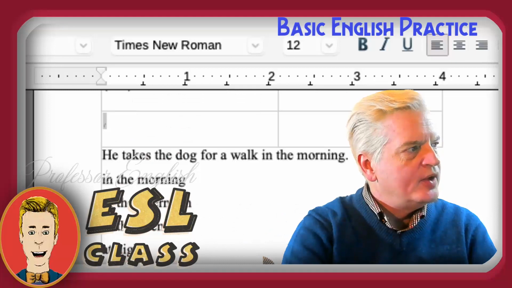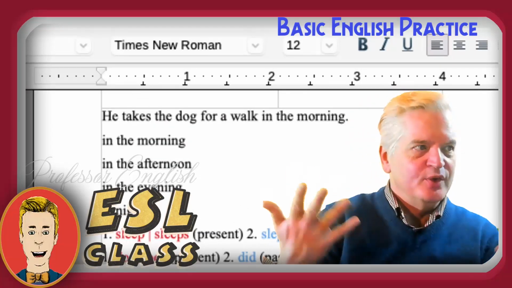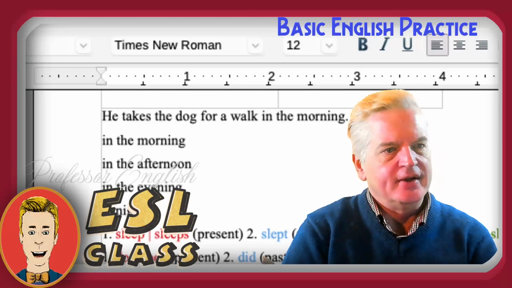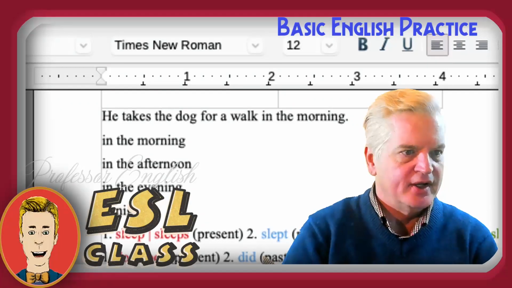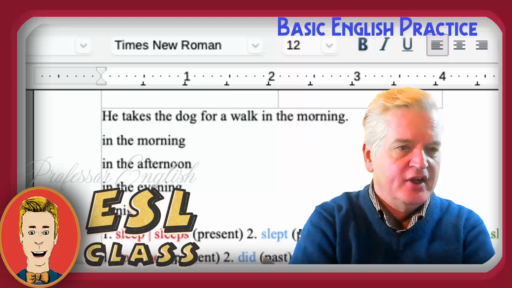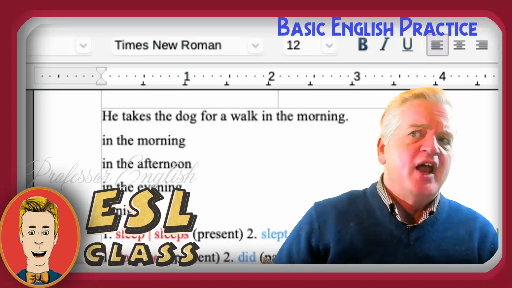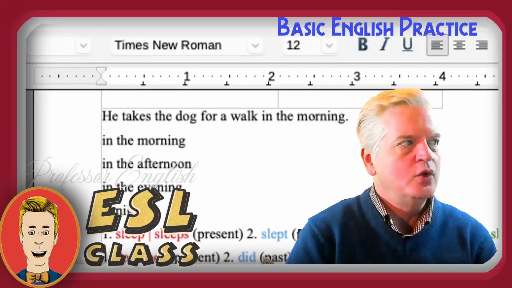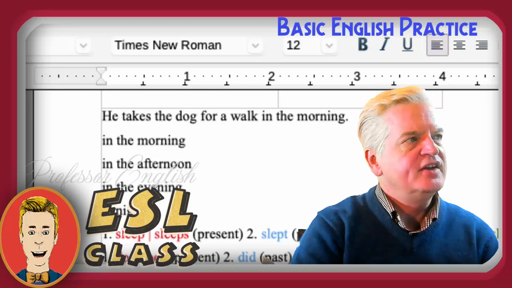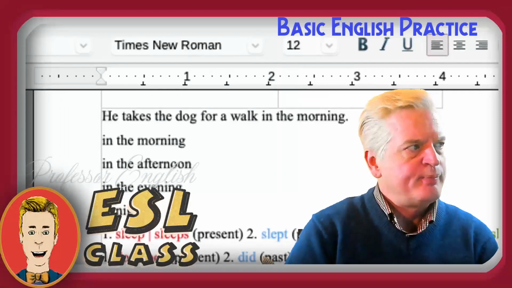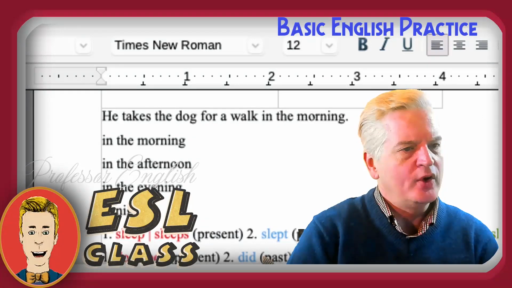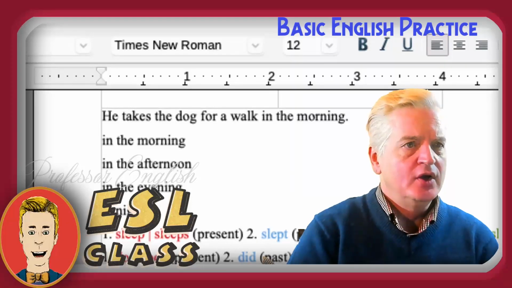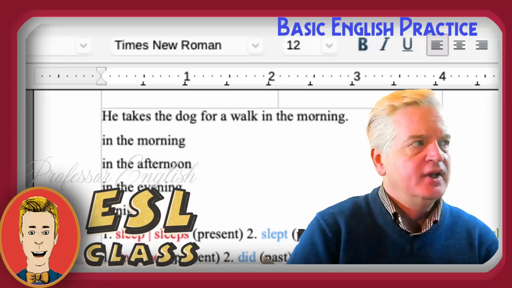Okay. So now I give her a sentence. I'll give you a sentence, okay, which is, he takes the dog for a walk in the morning. Again, this is beginning English, so it's very basic. But how do you make a question? How do you ask a yes-no question with the sentence, he takes the dog for a walk in the morning? Can you ask a yes-no question with that information?